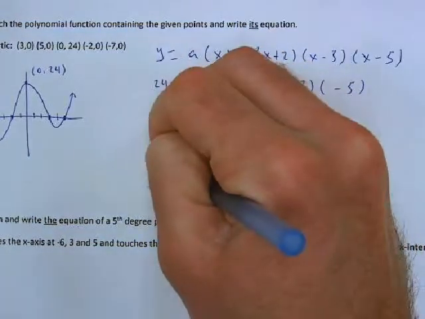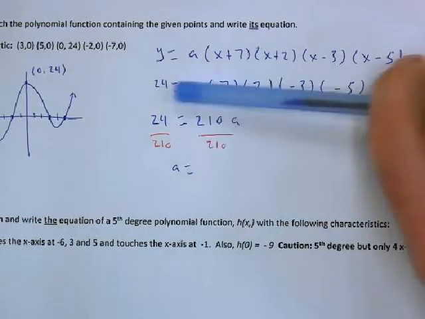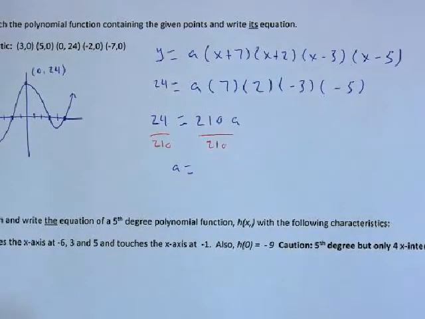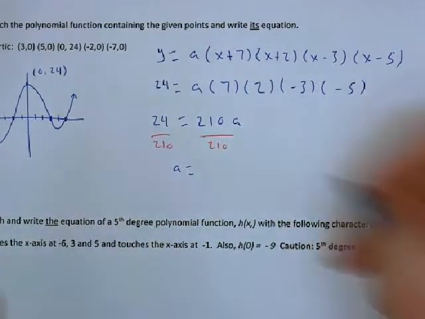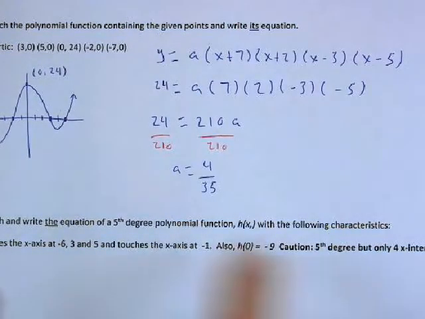And I get a equals 24 over 210. I'm going to reduce that, make sure I do it correctly. So it'd be 12 over 105. 3 goes into both of those. 4 over 35. So we're going kind of fast, but I think we get 4 over 35. Okay, which is some positive number, which is good. That's what we knew we would get.